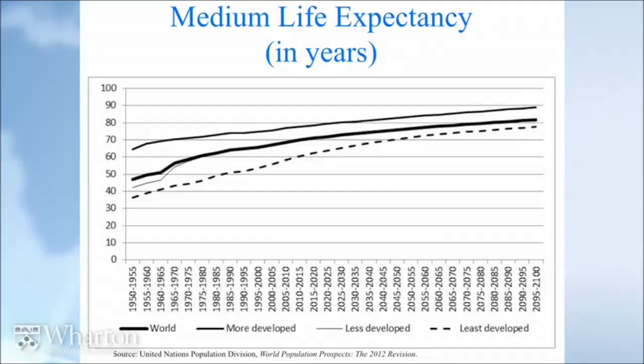And the two lines below the total for the world are the ones for the less developed parts of the world and then the least developed, or the poorest parts of the world. And we can see a couple of things on this chart. The first is that people are living longer and longer no matter where they are located in the world. Life expectancy is growing and is projected to continue that pattern of growth through the end of the 21st century.